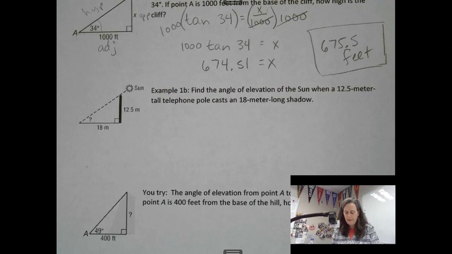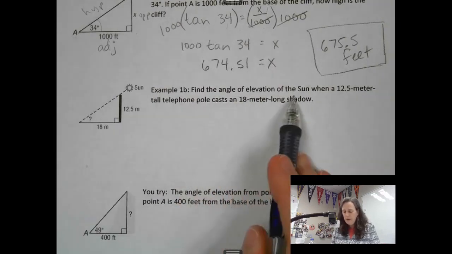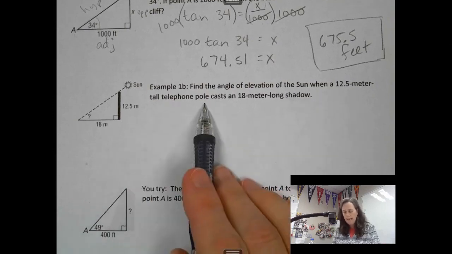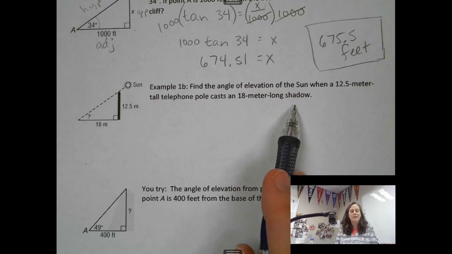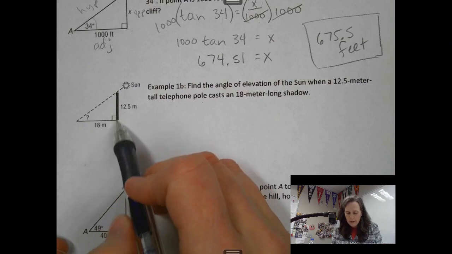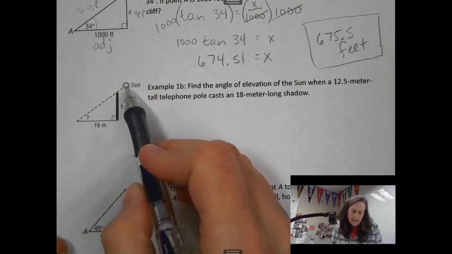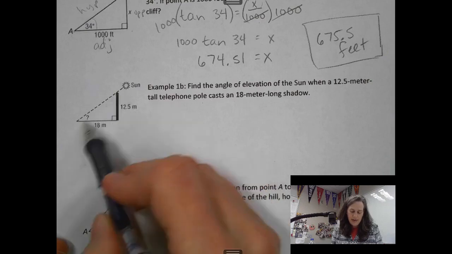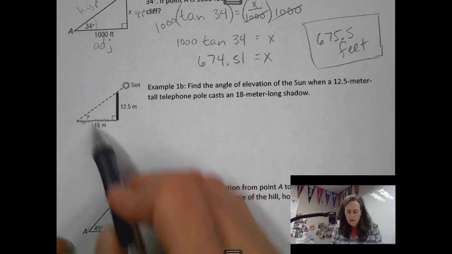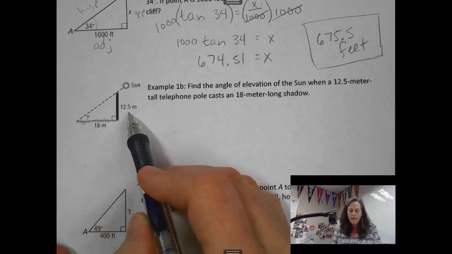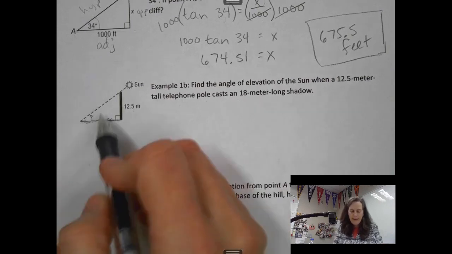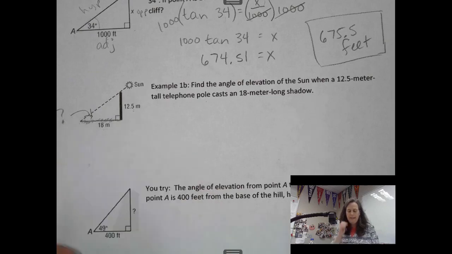All right, let's do one more together. Find the angle of elevation of the sun when a 12.5 meter tall telephone pole casts an 18 meter shadow. So let's see. We've got the sun, and here's this tall telephone pole. And as the sun hits it, it casts this shadow down. So this is like the shadow of the phone pole. We know the shadow is 18 meters long. We know that the telephone pole is 12 and a half meters long, but what we don't know is that angle right there. What is that?